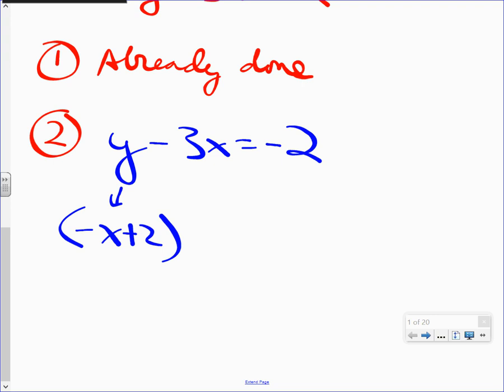And let me rewrite the rest of the equation. Watch this. Minus 3x equals negative 2.